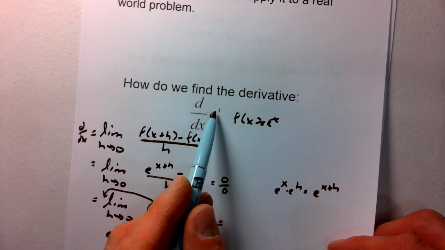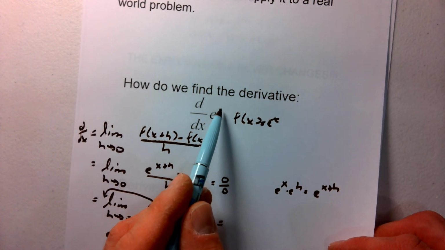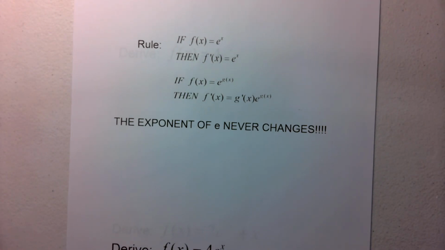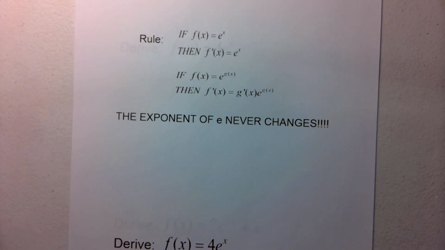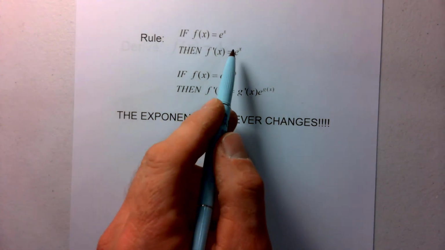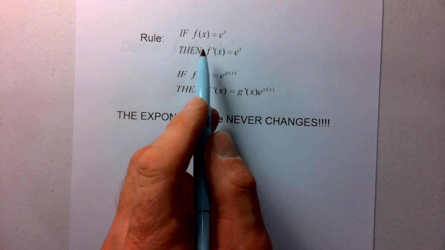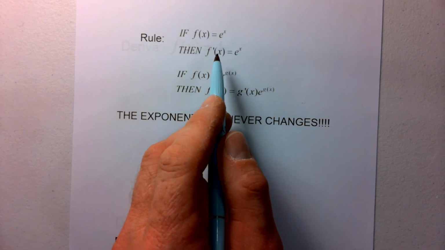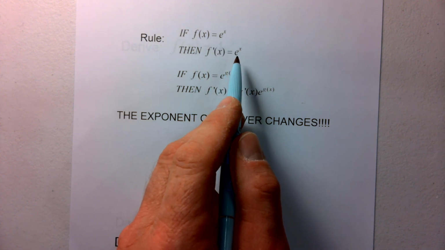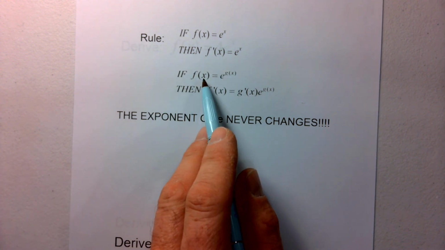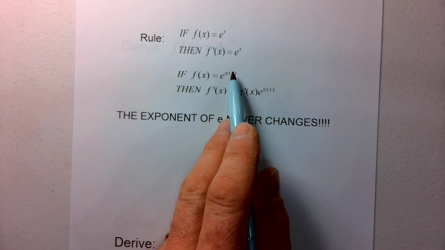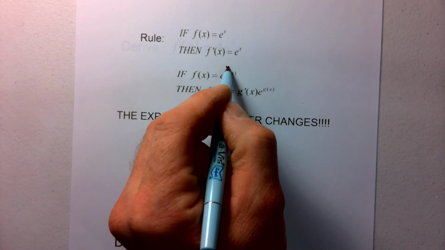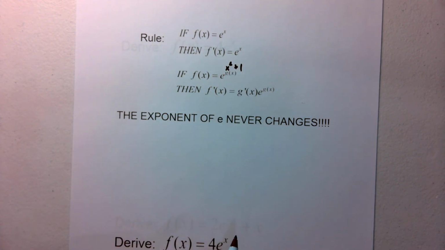So the derivative of e to any single variable is e to that single variable. Now it does get a little more complicated as we make that exponent a non-single variable. So our rule: if f of x equals e to the x, then f prime is going to equal e to the x as well. What happens if we have f of x equals e to a function? Say maybe g of x here is x squared plus 1.